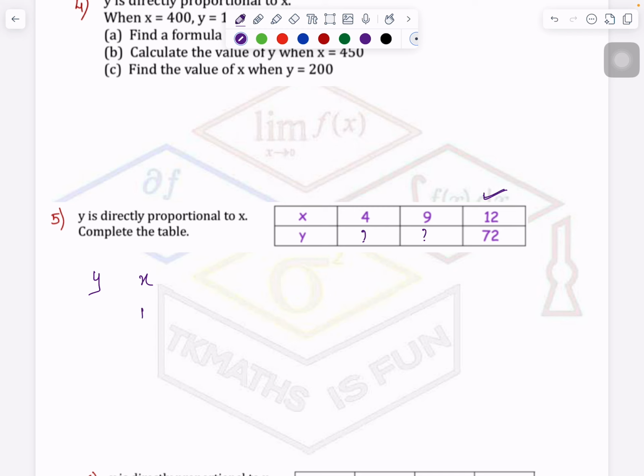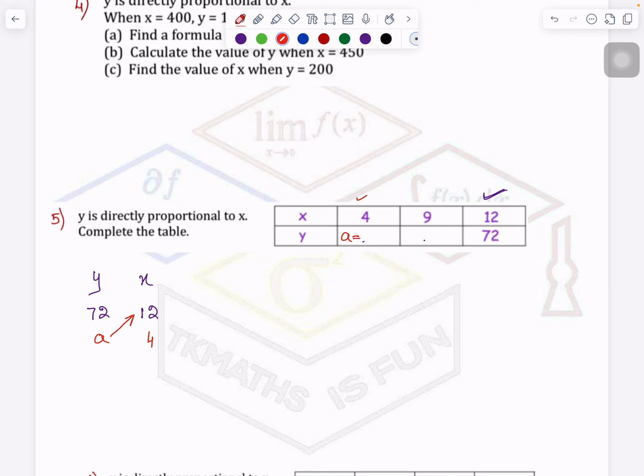When x is 12, y is 72. You will write it like this. And let's pick up the first one. We want to fill this out. I will say when x is 4, this one we are solving, then what is y? Okay, let me call it a. I will find out the value of a here.